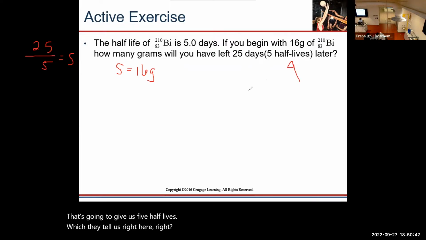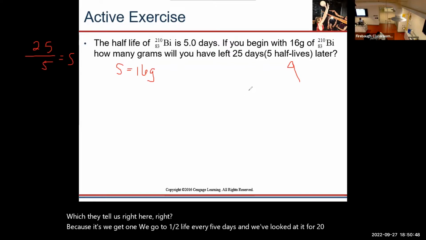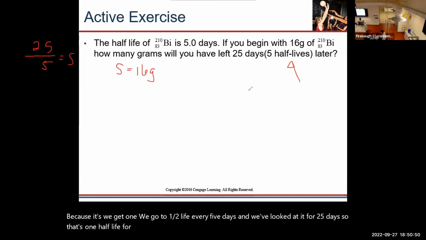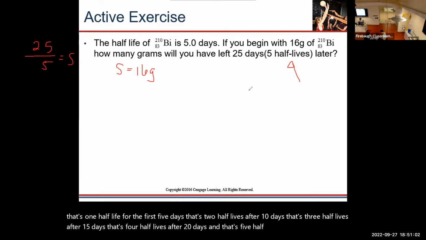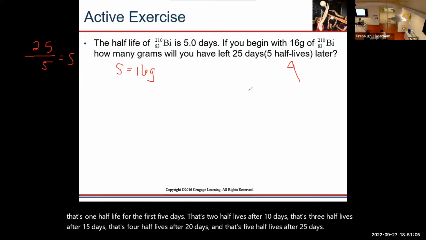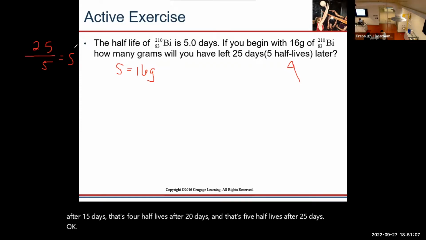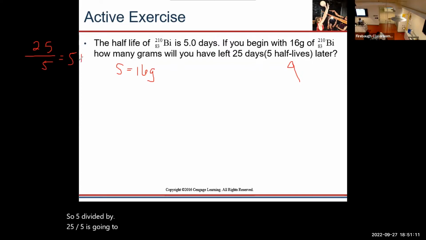If we get one half-life, that's 5 days. For the next 5, that's 2 half-lives, 10 days. That's 3 half-lives, 15 days. That's 4 half-lives, 20 days. That's 5 half-lives, 25 days. So 25 divided by 5.